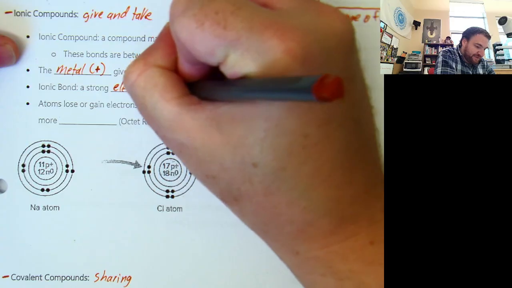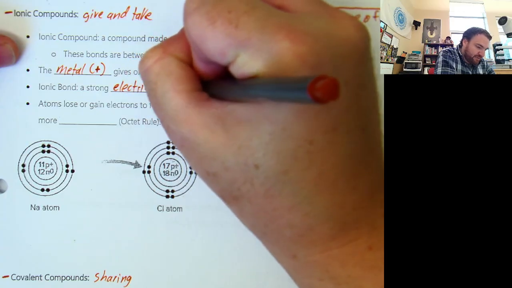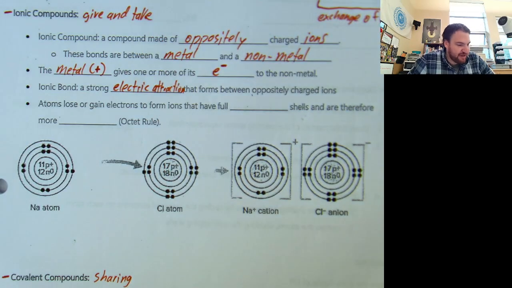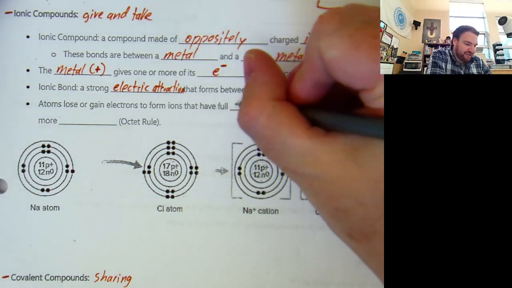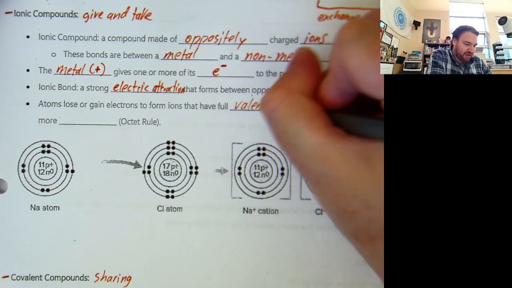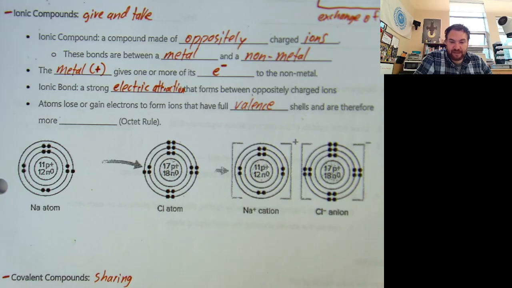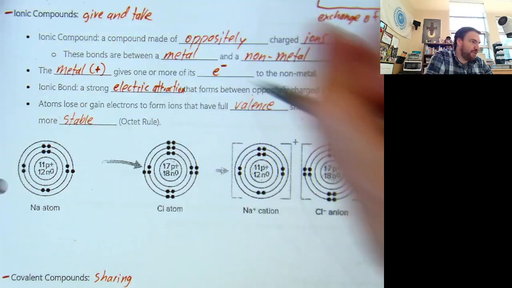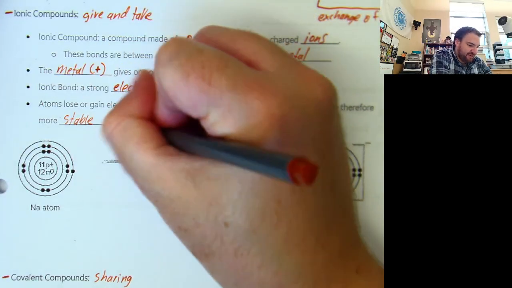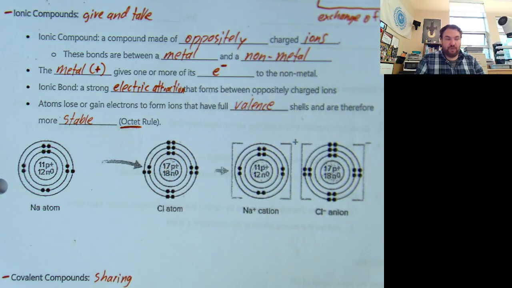There is not enough space to write those words, I apologize. An ionic bond is an electric attraction that forms between oppositely charged ions. Atoms lose or gain electrons to form ions that have full valence shells, which is the name for the outer shell, and are therefore more stable. One of you mentioned yesterday the existence of this octet. You should have learned this in grade 9. If you didn't, I'll explain what it means.